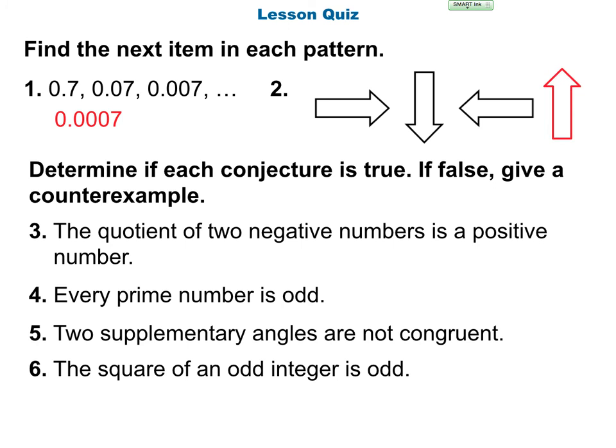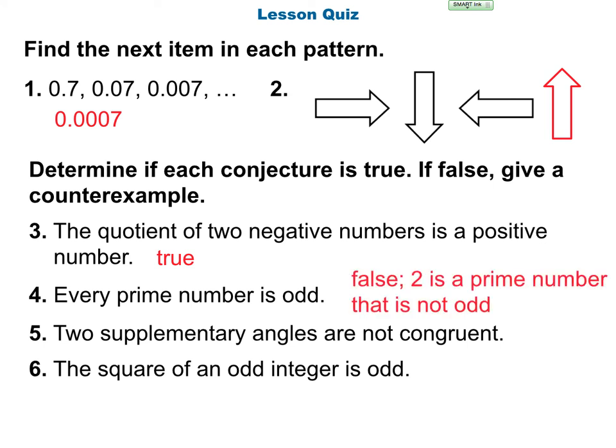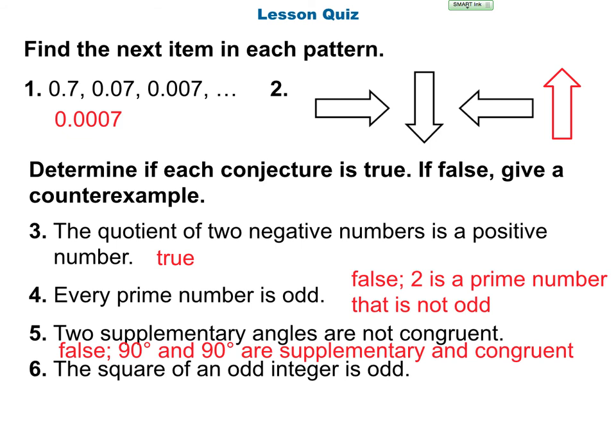Okay, 3, true or false? True. Number 4? False. Counterexample? 2, and that's the only counterexample. Number 5? True or false? False. Counterexample? Okay, if you had a 90-degree angle and a 90-degree angle, that would be the counterexample. And number 6? True. Any odd number when you square it will be odd.